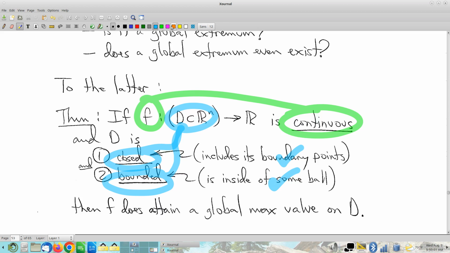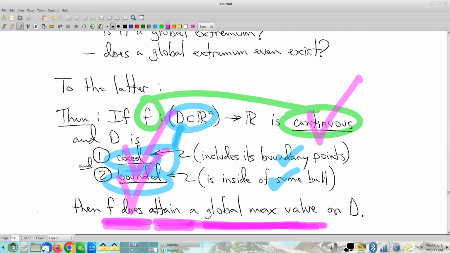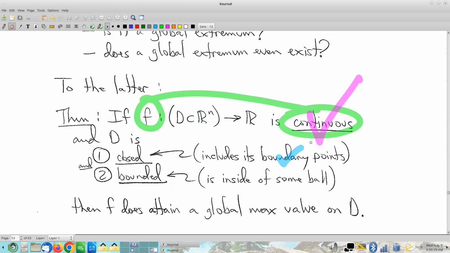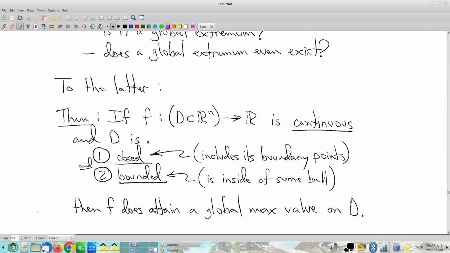Okay, so these three conditions, right? So we've got continuity, closed, and bounded. If those three conditions are satisfied, then f does attain a global maximum value. There is a maximum value, and it is achieved somewhere in the domain of that function. Okay, but you have to have all three of these conditions. Roughly speaking, each one of these conditions sort of eliminates a nasty counterexample in which there would be no maximizer.